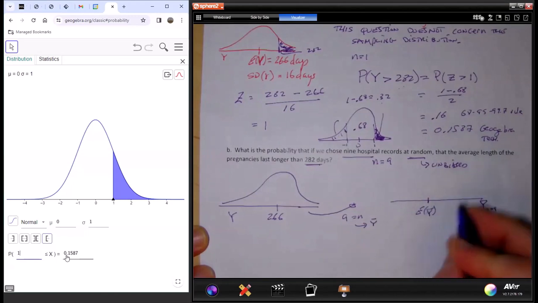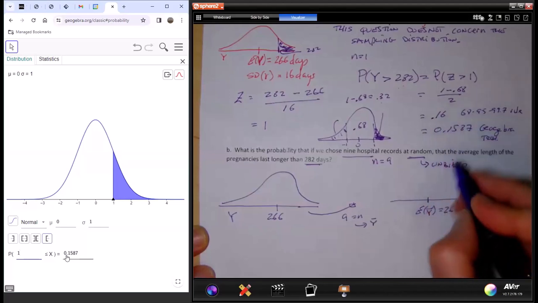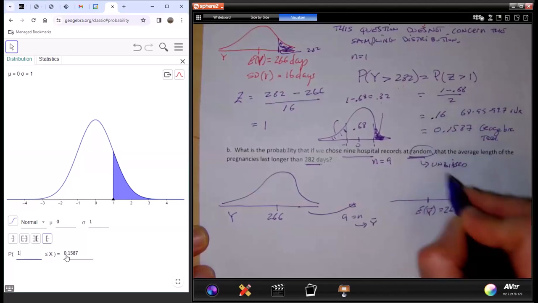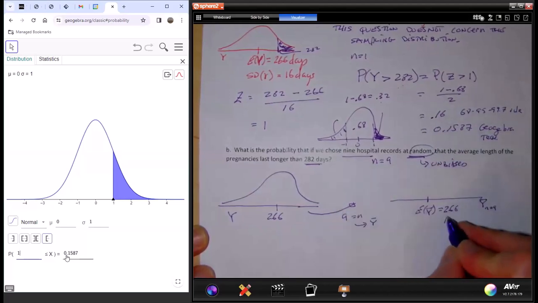Ooh, and what's the value here? That's 266. And why is that? Because I'm assuming that I'm sampling unbiased. Okay, so this is true because sampling is unbiased.